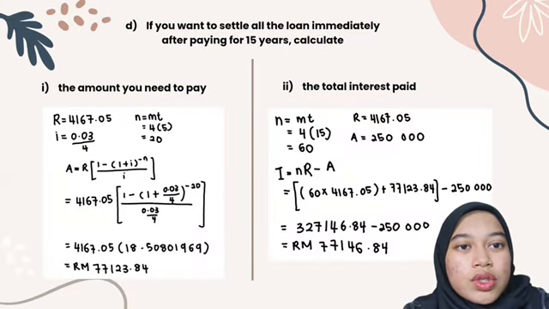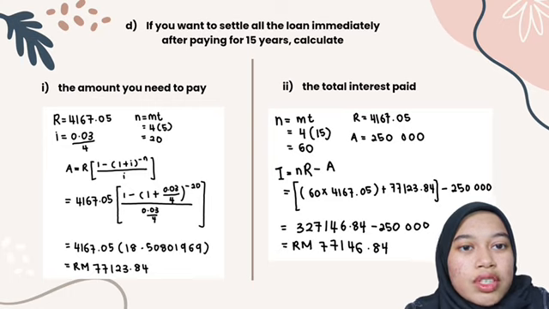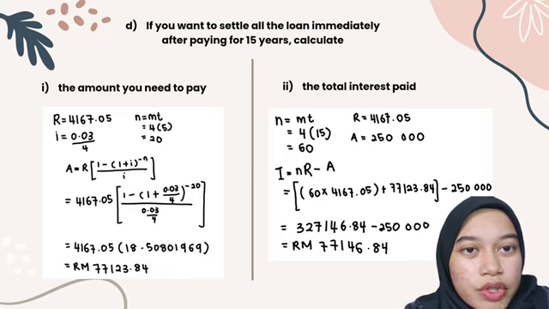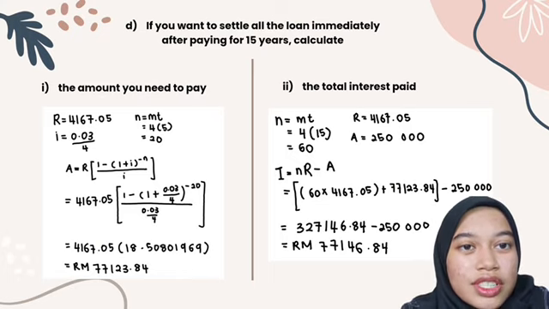And for D, if you want to settle all the loan immediately after paying for 15 years, calculate the amount you need to pay. You need to use this formula. It is A equals to R in the bracket 1 minus in the bracket 1 plus i to the power of negative n over i. R is 4,167.05 ringgit. i is 0.03 over 4. For the amount of n, you need to use the formula n equal to m times t. So the amount for n is 4 times 5. So the answer for n is 20.